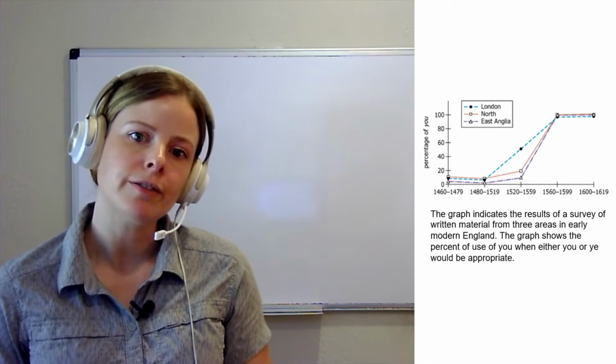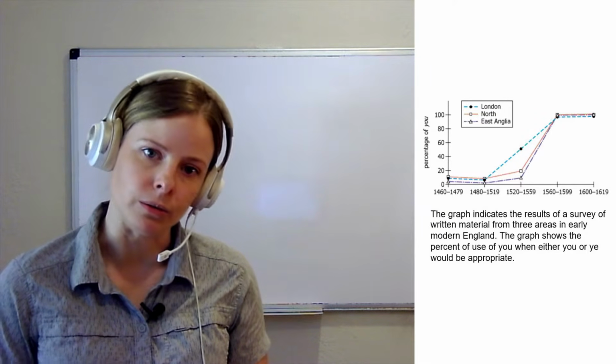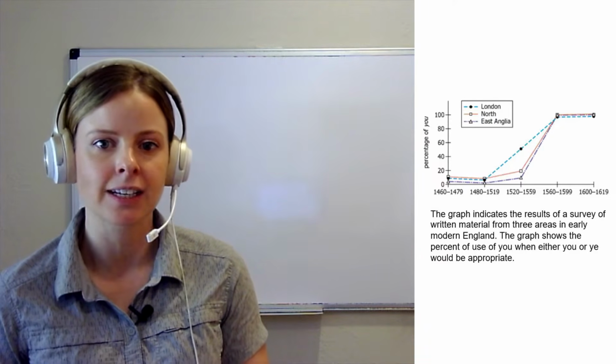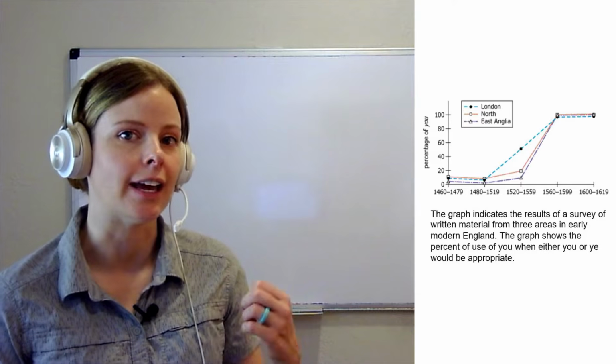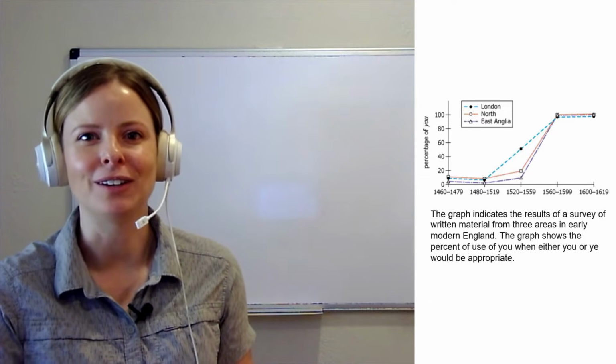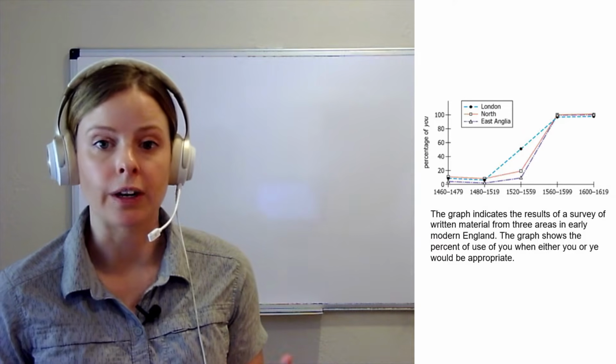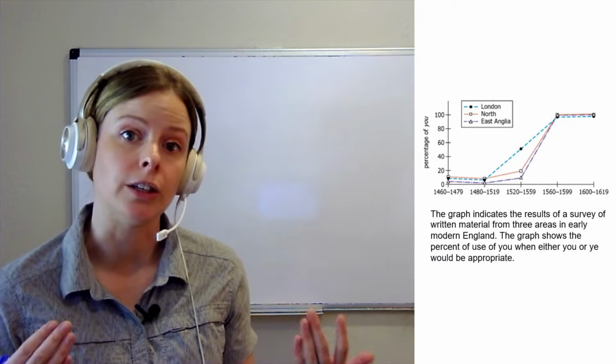Then we're told the graph shows the percent of the use of you when either you or ye would be appropriate. So I guess there are some cases in which you could either say you or you could say ye, like ye old merry tavern or whatever. And what we're shown in this graph is how often are you choosing to say you.